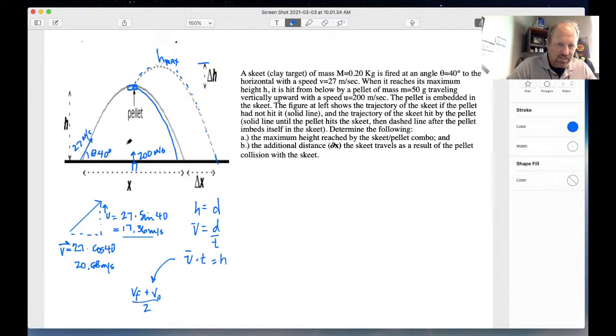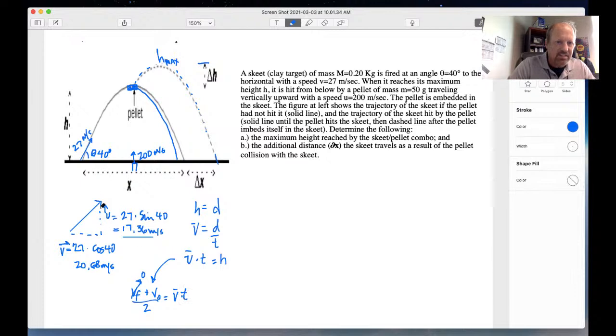Well, v final in this case, after it launches from here, it goes up to here. v final is 0, right? Because all we're looking at is the interval from where it's launched to the point where the skeet is hit by the pellet. That's where the v final is, and in that case this v final is 0. So v initial over 2 equals the average velocity. So average velocity times time will give us the height.